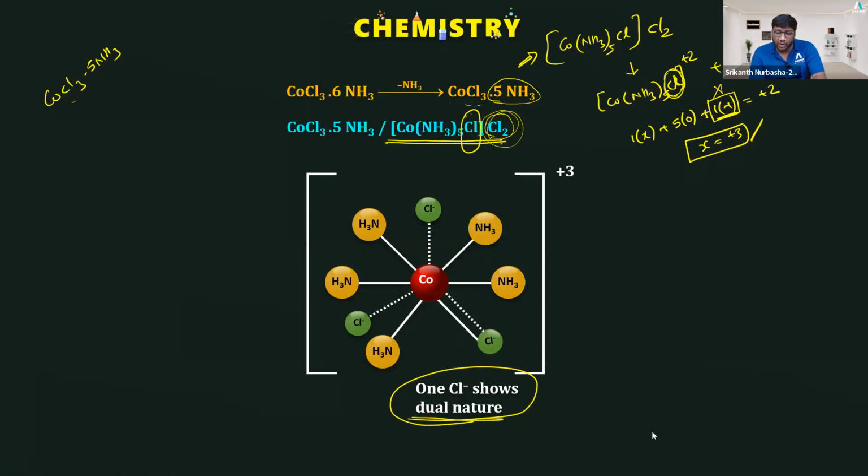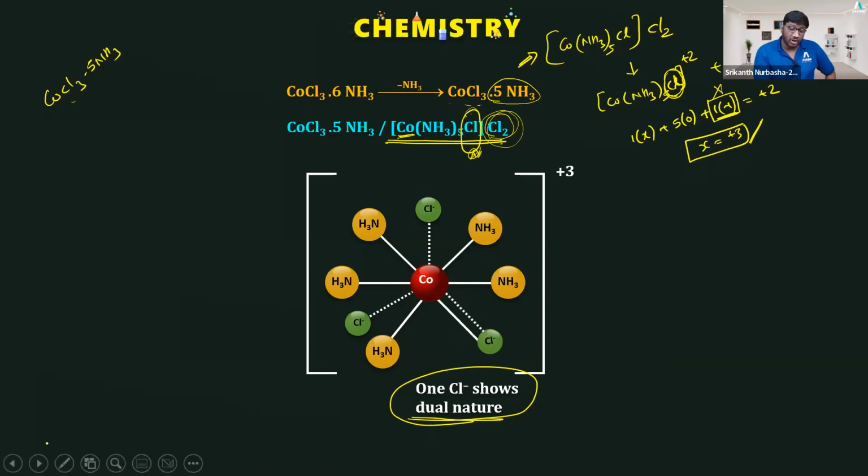We are taking the chlorine which was present in the coordination sphere and then determining the oxidation state as +3. That means this chlorine is also acting as primary valency. Also, this chlorine is bonded to cobalt because it is in the coordination sphere, so it is acting as secondary valency. So this chlorine acts as both primary valency and secondary valency. So it shows dual nature. Got it, students? Clear or not? Yes, very good.